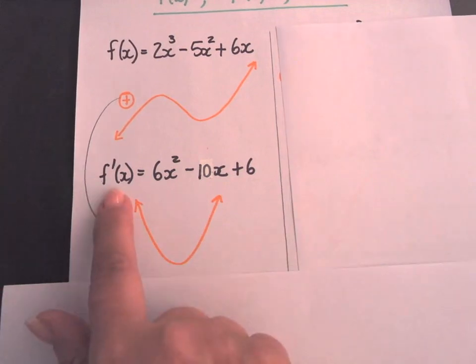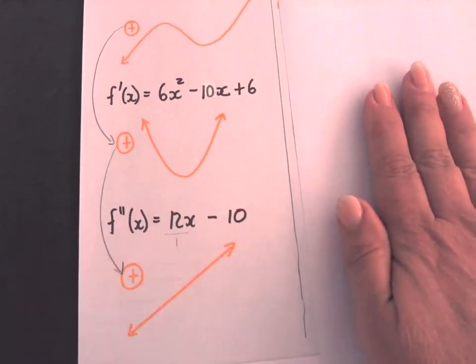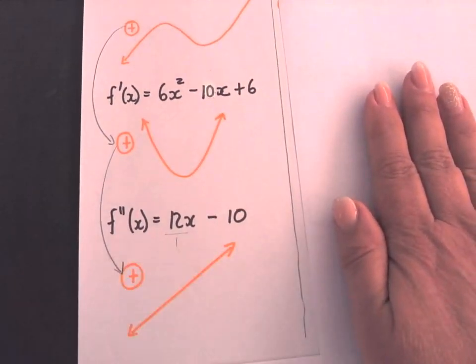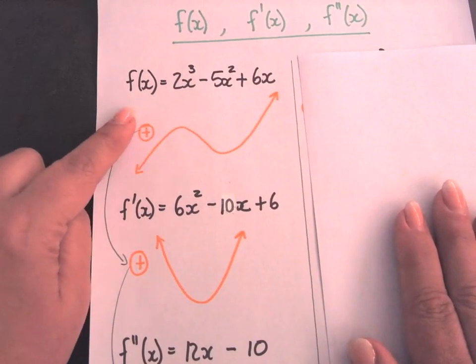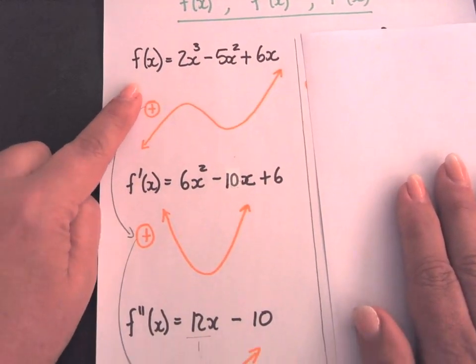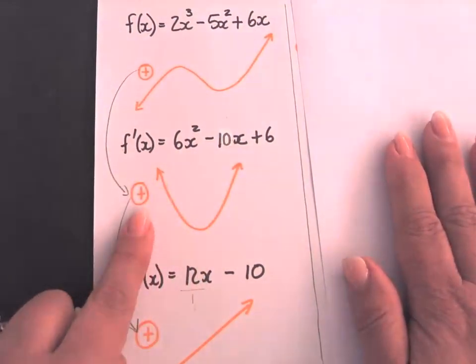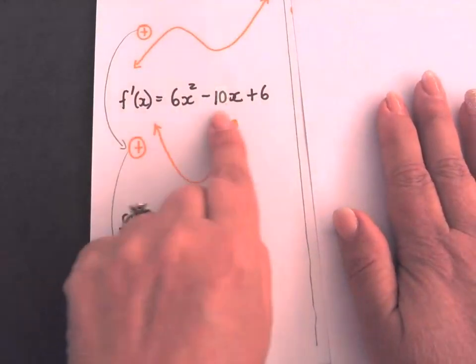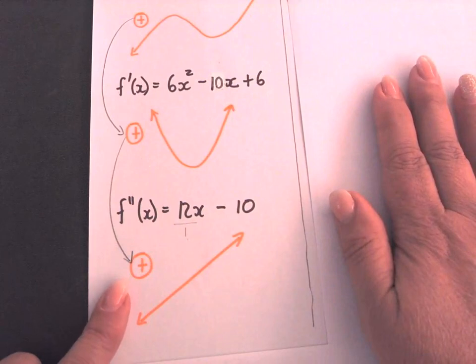If I take this one and I differentiate that, so I get the second derivative, I get this. And that will be a straight line. Also positive. Okay, so the first thing that you need to realize is if I take a cubic function and get the first derivative, it's a parabola, also a positive one. And if I differentiate this parabola, I get a straight line, also a positive one.